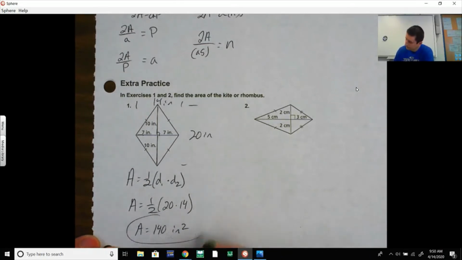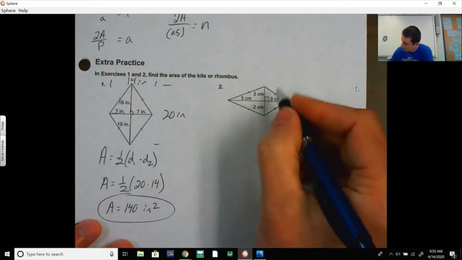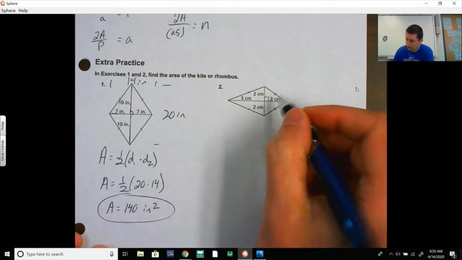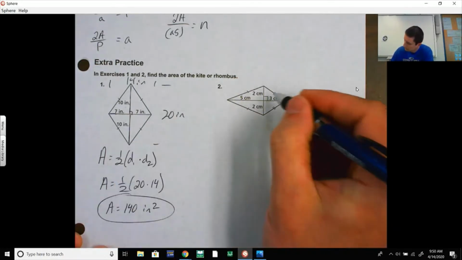This is a kite. These will not bisect each other. So it is a kite, not a rhombus. These will, so that's why we know it's a rhombus. This segment should be bisected, but not both of them.